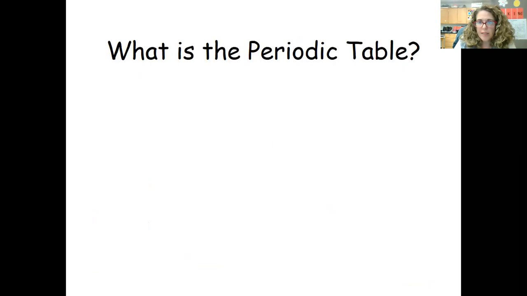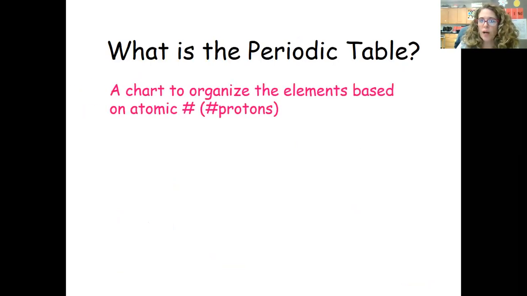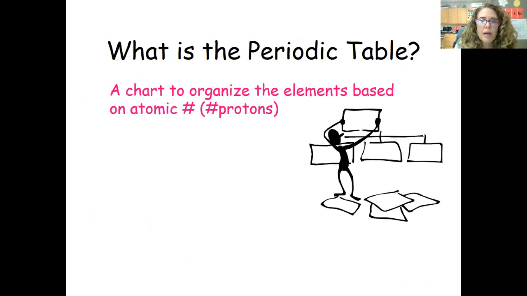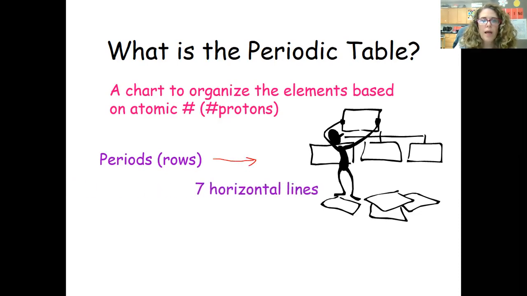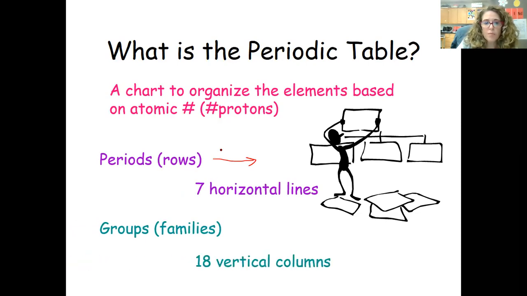And what is the periodic table? Well, the periodic table is a chart used to organize the elements based upon the atomic number, or the number of protons. And so the periods are the rows, right? And there's 7 horizontal lines. So there's 7 rows, 7 periods. And then groups or families are the vertical columns, right? Those go up and down.